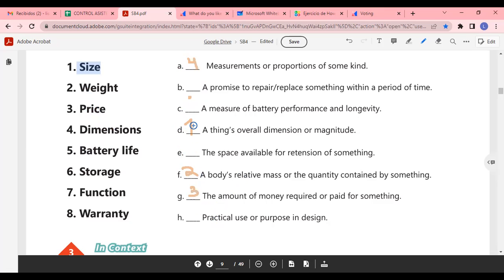Look at the definitions. It says battery life. C. Yes, it's letter C because it says battery performance. And then we have number 6. What would be the answer? E. E. 7. H. H. And number 8? B. B. Exactly. Okay, copy, copy. I don't know if you're going to copy these down. Or are we good so far?